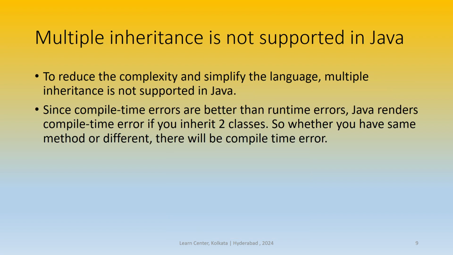Multiple inheritance is not supported in Java. To reduce complexity and simplify the language, multiple inheritance is not supported in Java. Since compile time errors are better than runtime errors, Java renders a compile time error if you inherit two classes. So whether you have the same method or different, there will be a compile time error.